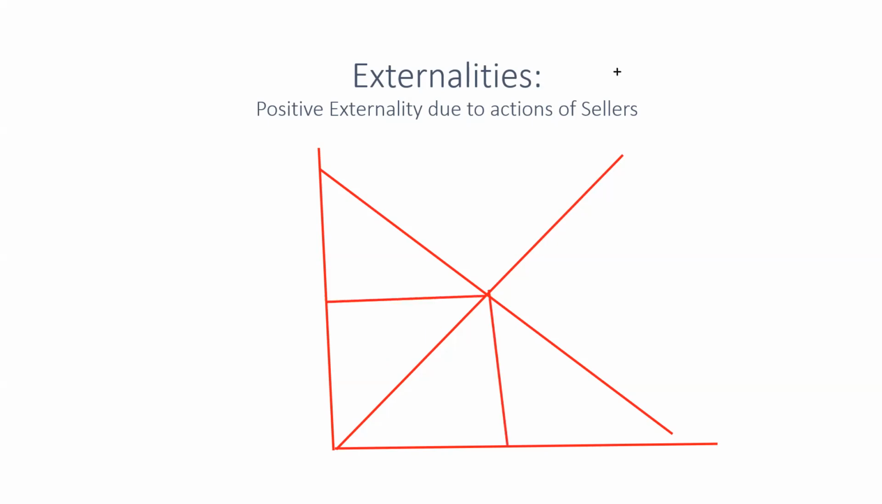And now, because this is a positive externality of a seller, I have to shift my supply curve, not my demand curve. Demand was when we were talking about actions of buyers, actions of consumers. Now we're looking at actions of sellers, so it's the supply curve that's going to be affected. It's a positive externality, so I'm going to shift the supply curve to the right. So this becomes the new supply curve, but this is for the society. This was private, this was for the society.